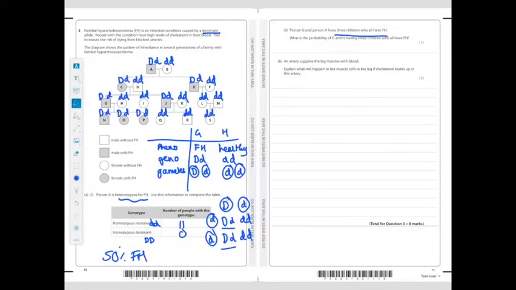Now what is 50% as a probability? Well, it's 0.5, and the question asks the probability of all 3 children having FH. So remember, when we're talking about probability, we have to multiply together our probabilities. Pop that into your calculator and you'll get a value which is 0.125.